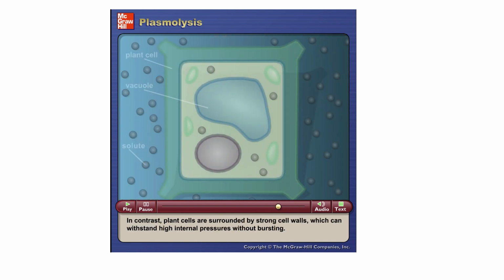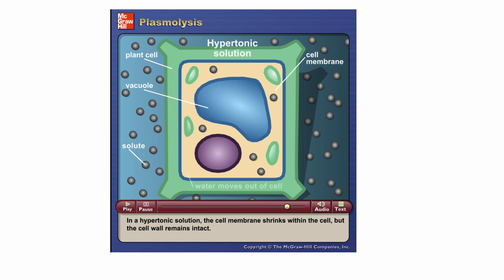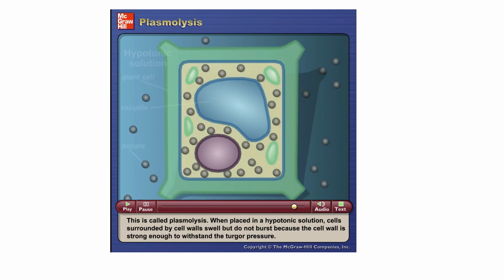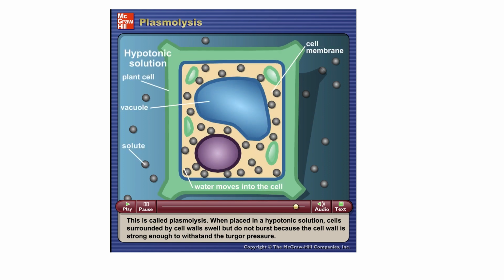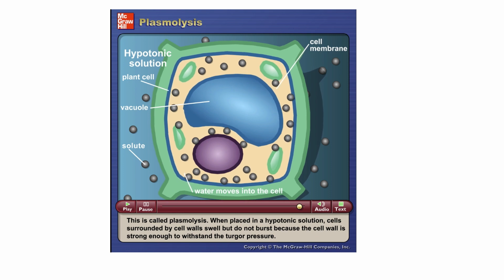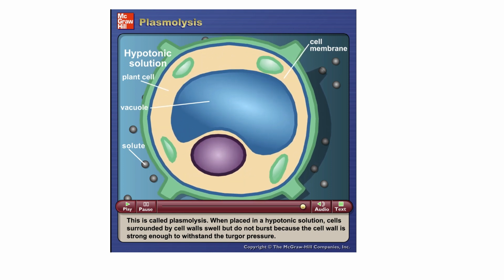In contrast, plant cells are surrounded by strong cell walls, which can withstand high internal pressures without bursting. In a hypertonic solution, the cell membrane shrinks within the cell, but the cell wall remains intact. This is called plasmolysis. When placed in a hypotonic solution, cells surrounded by cell walls swell but do not burst because the cell wall is strong enough to withstand the turgor pressure.